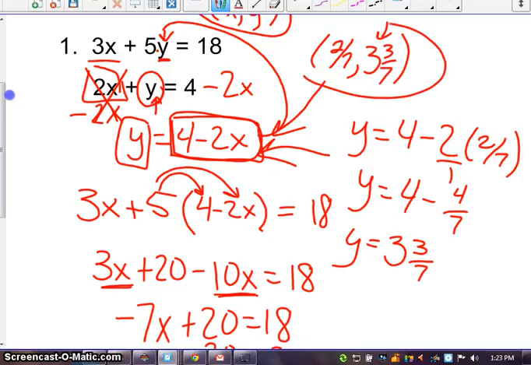So this is the solution for that. It's kind of a nasty fraction solution, but that's what we get. 2 sevenths and 3 and 3 sevenths. So my x value is 2 sevenths, my y value is 3 and 3 sevenths. And that is solving a system of equations by substitution.